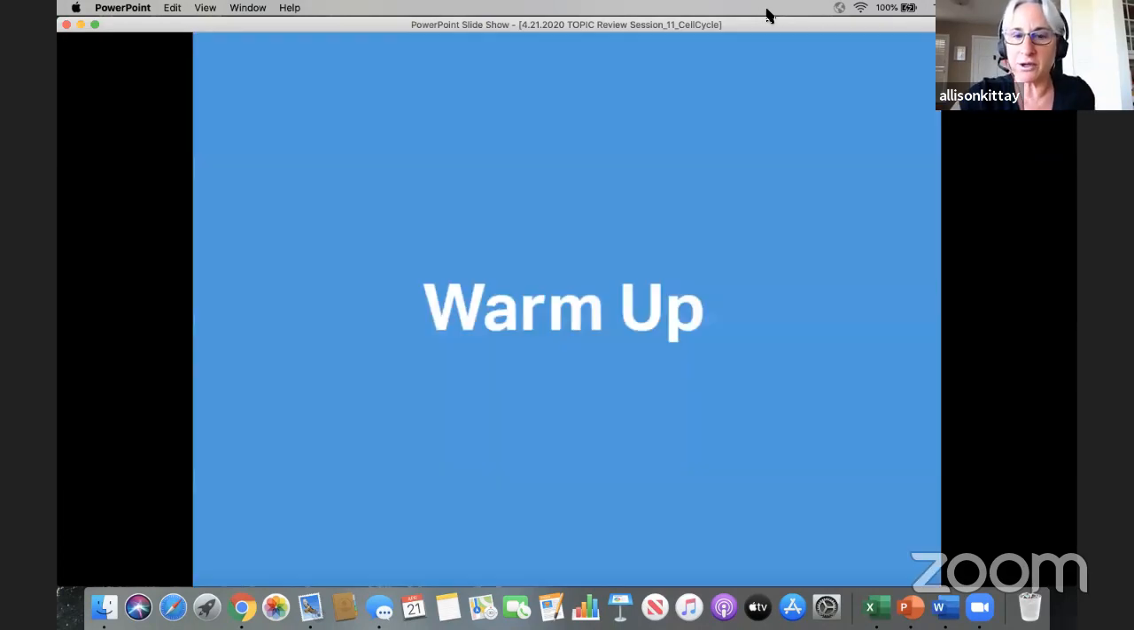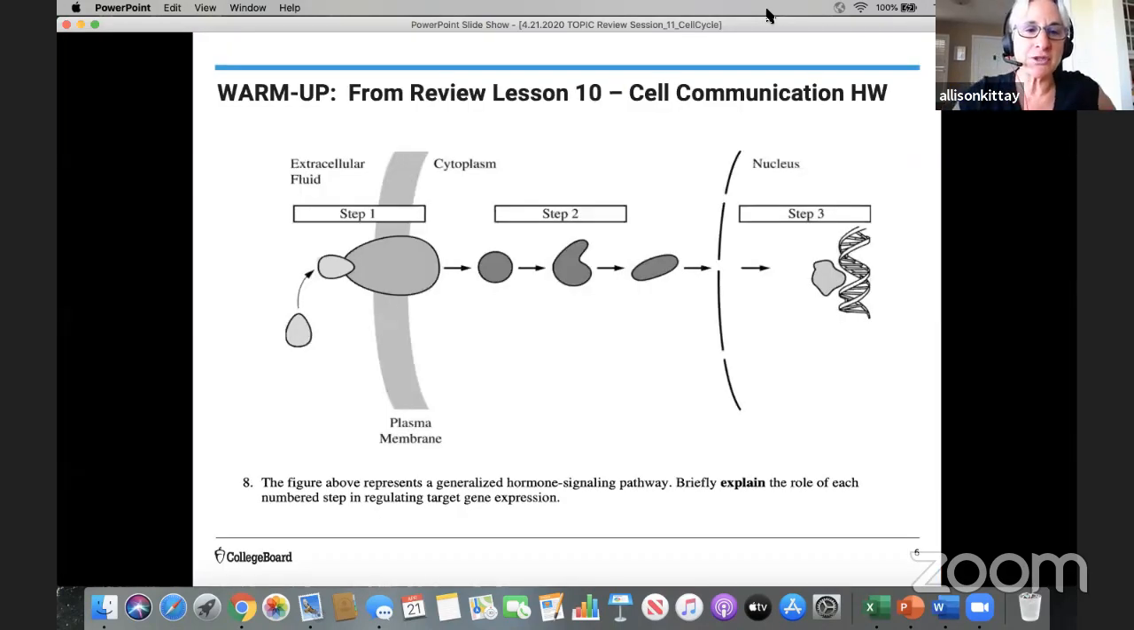All right, so let's start with our warm-up, which is from yesterday's lesson on cell communication. Yesterday was kind of the nuts and bolts and overview of cell communication, and today we're going to take a look at some pathways that actually regulate the cell cycle. So let's take a look at the question.